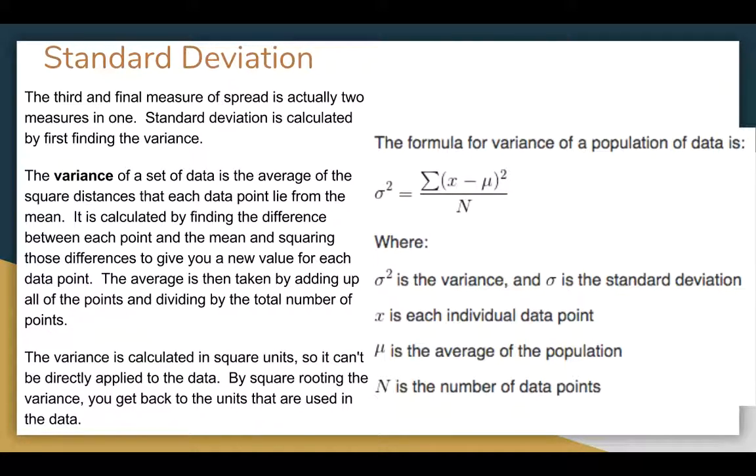The variance is calculated in square units, so we can't really apply it right back to the data and say, this is what it means. So we take the square root, which gives you actual distances so that you can compare it to the data.